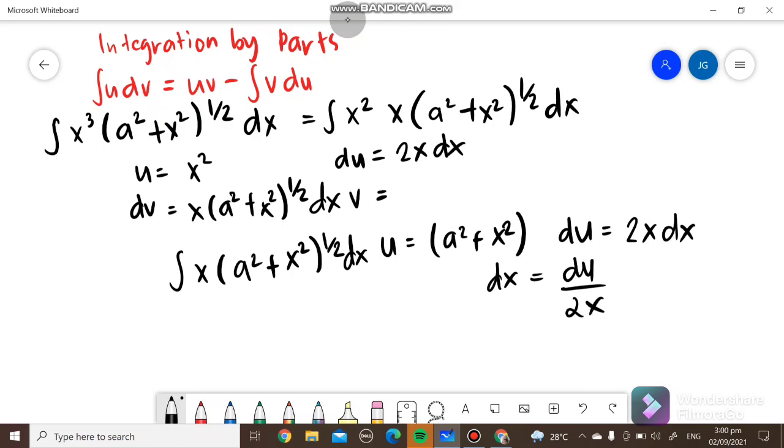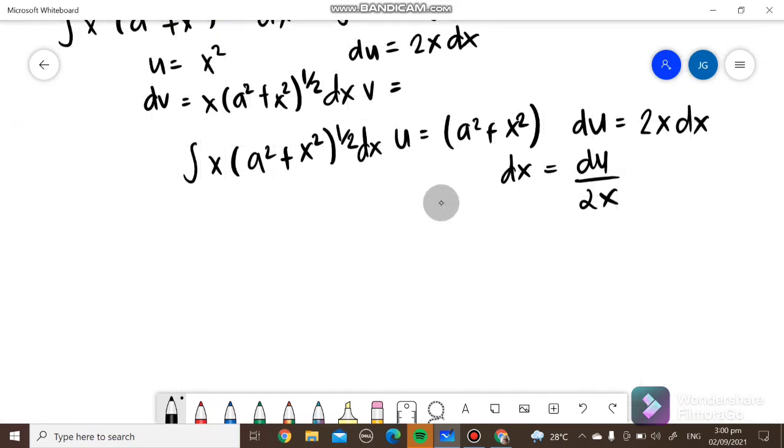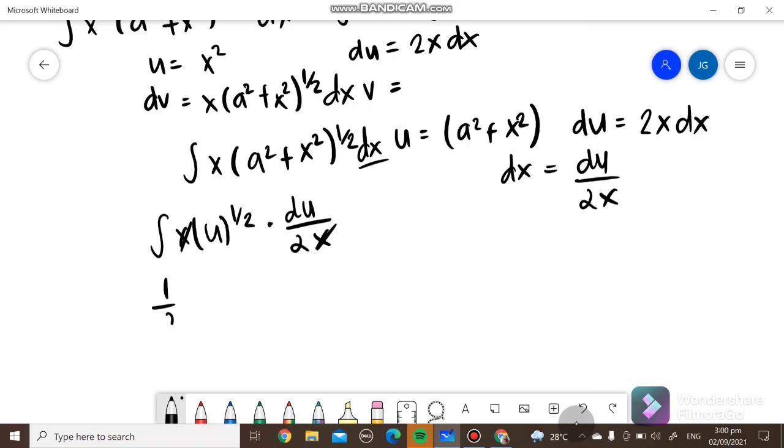So, the value of our dx here is du all over 2x. Okay? So, with that, we can substitute the known values. We will have the integral of x, and this one, the value is u, so we can substitute it as u, raised to its exponent, which is 1/2, multiplied by the dx, which is du all over 2x. So, the x cancels. Basically, we have 1/2 here.